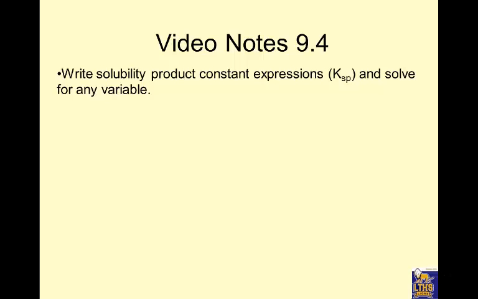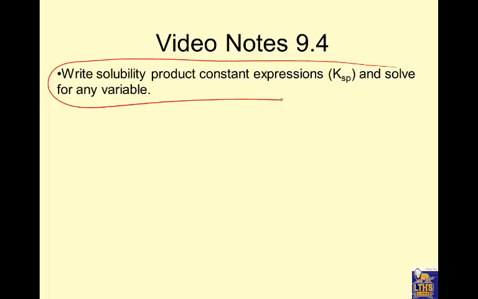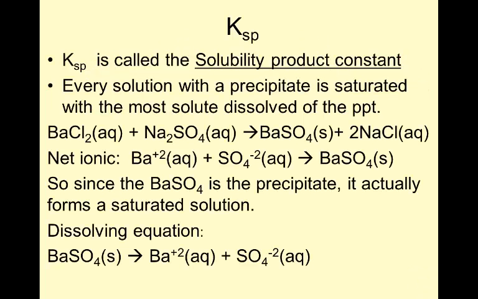Video notes 9-4. One objective, 4 practice problems. Let's get busy, alright? So, here's what we got to do. KSP. You might be wondering what KSP means. It's the constant of the solubility product. Solubility product constant. Okay. Every solution with the precipitate is saturated because it's got the most solid dissolved of that precipitate, and then the rest is the solid.